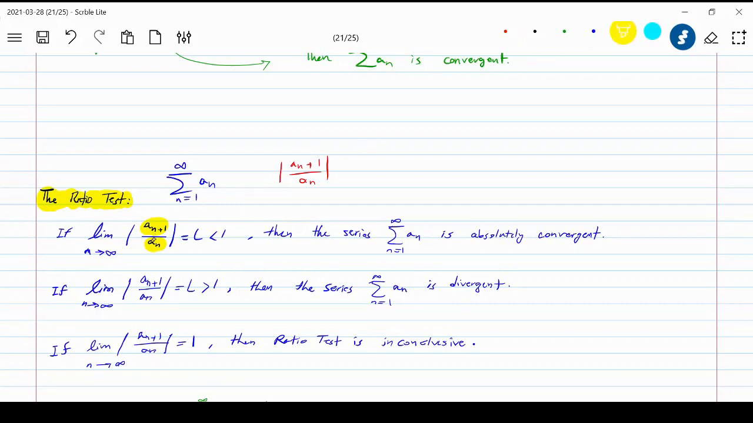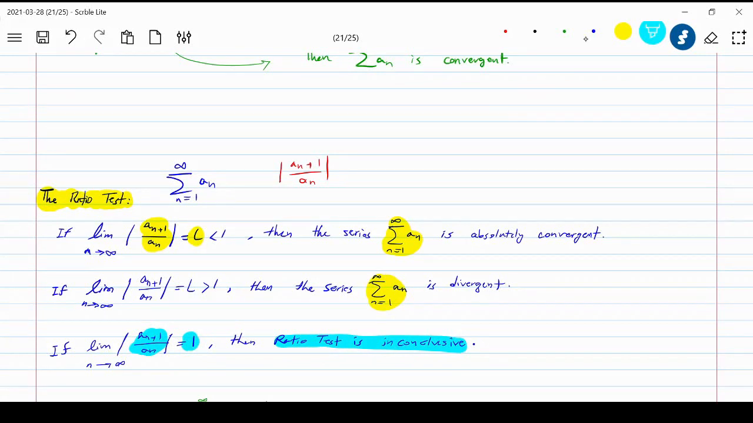We figure out what that ratio is. If that ratio is a number less than 1, then the series of an is absolutely convergent. If that ratio is a number greater than 1, then the series is divergent. And if it is 1, this is the important part. If the ratio turns out to be 1, then this ratio test is inconclusive. We can't say anything. Sometimes it is convergent, sometimes it is divergent.